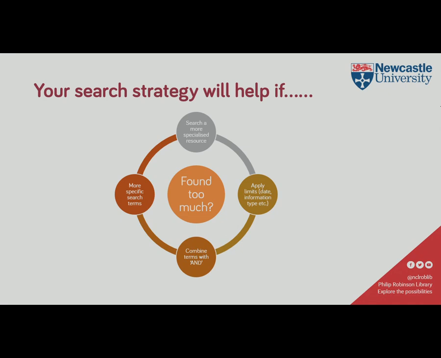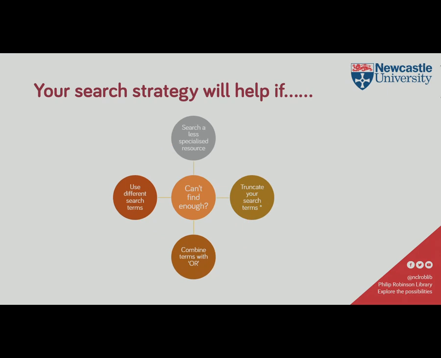Just to sum up the search strategy bit before we move on to evaluating sources: if you've found too much, you need to apply some limits. Down the side of library search, you could refine by year and date and all sorts of different things. Combine terms with the AND Boolean operator, search a more specialised resource, or go back to your keywords and find more specific terms. If you can't find enough, you need to start truncating your words, combine with OR, use different search terms, or search a less specialised resource.